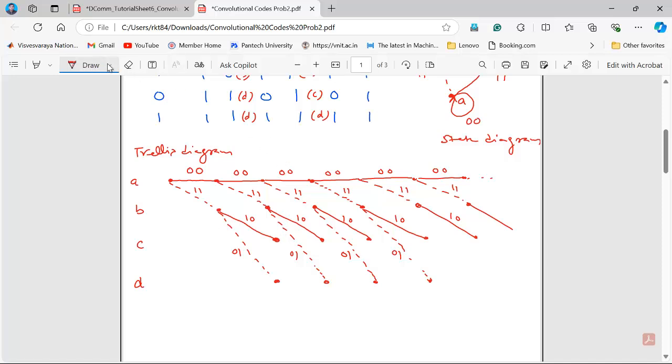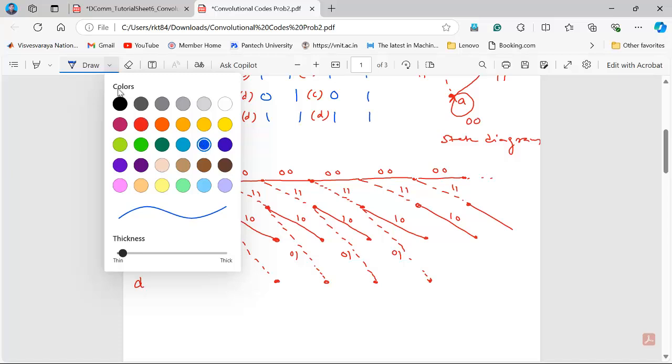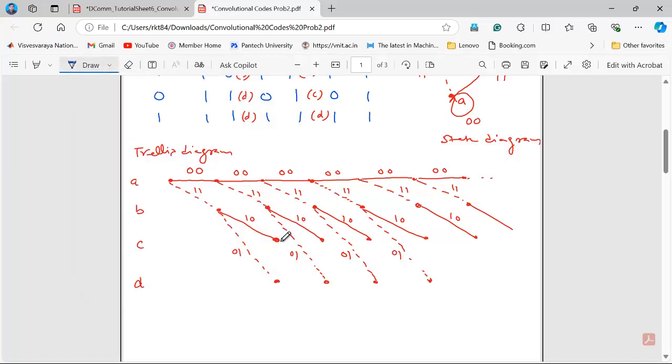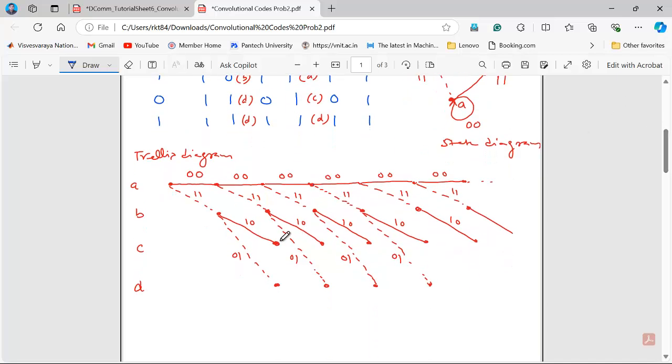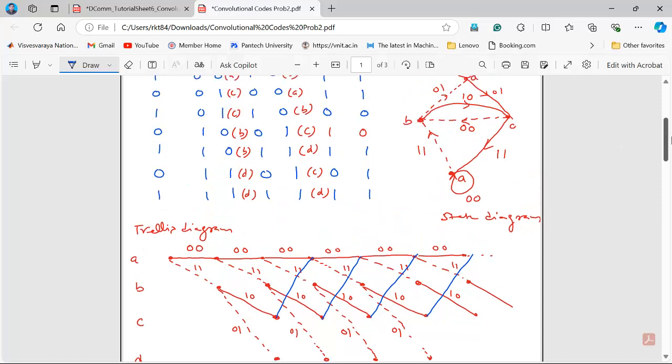I am taking another color so you can easily identify. So C to A goes from this line to the next node. You will connect it from here, and C to A is solid. In the same way, C to A, like this. And what is the output at that time? You can write 1, 1, 1, 1, right?